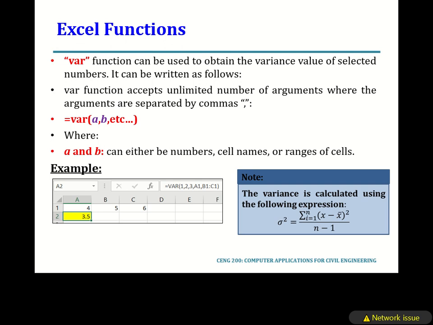Again, you can type the numbers yourself, or you can put the numbers using the cell number, or you can select the range of cells. In the end it will give you one value using this equation. So if somebody has to calculate variance manually, he will do this entire calculation, and Excel will give you the answer in 1 second.